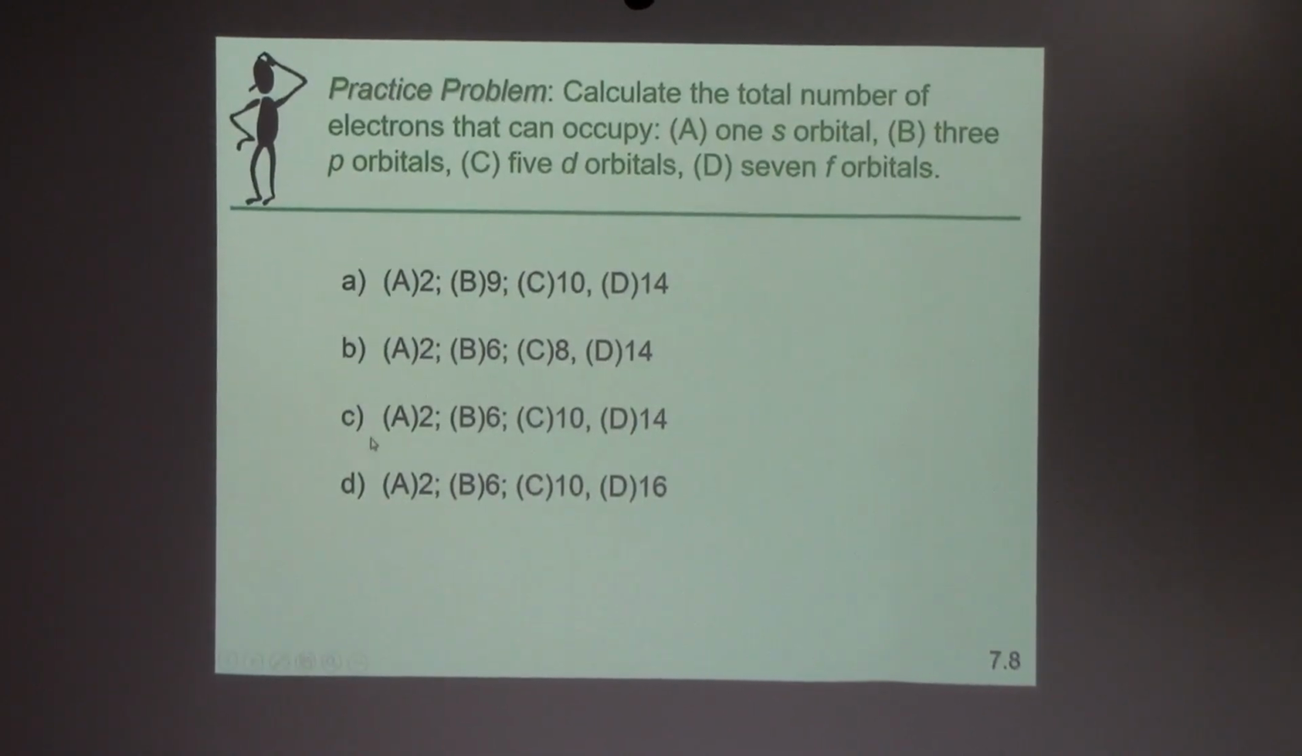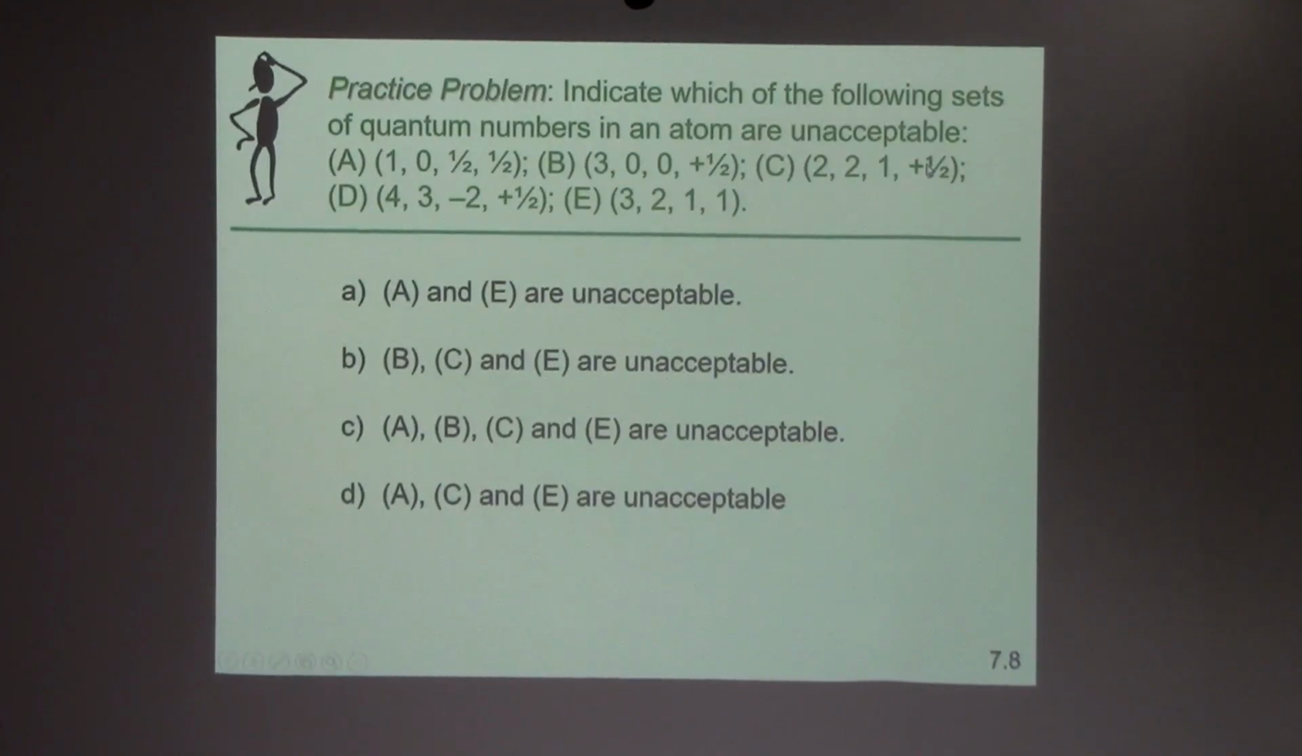Yeah, let's see. So 2, 6, 10, 14. C is the answer. Indicate which of the following sets of quantum numbers in an atom are unacceptable.